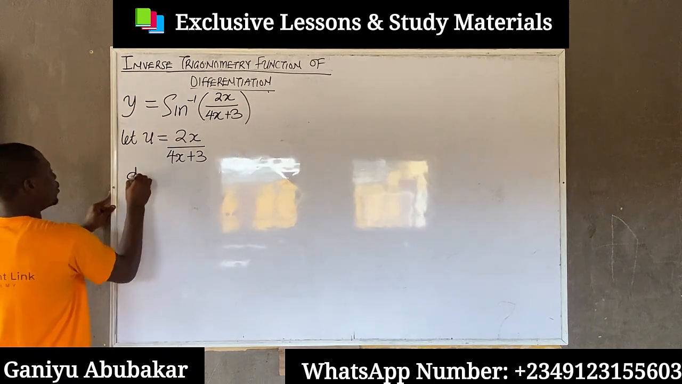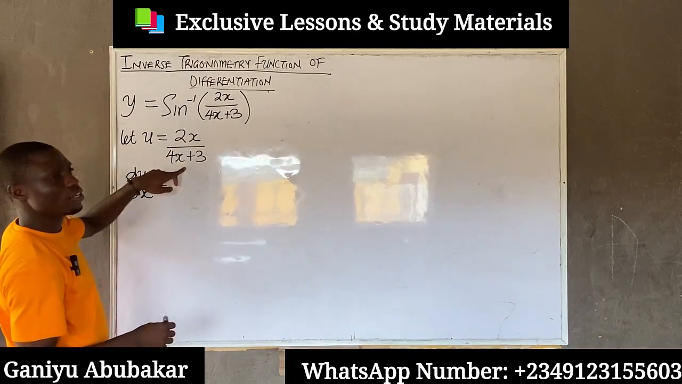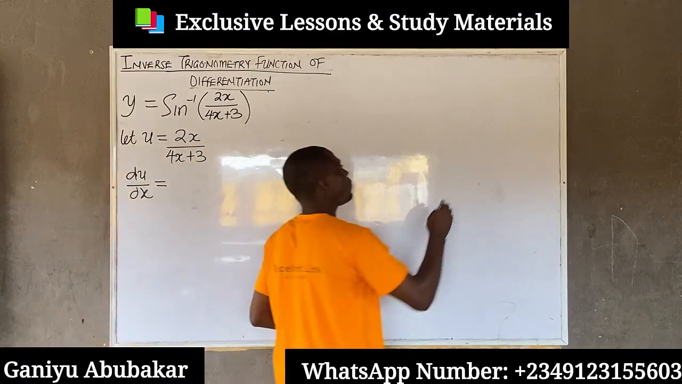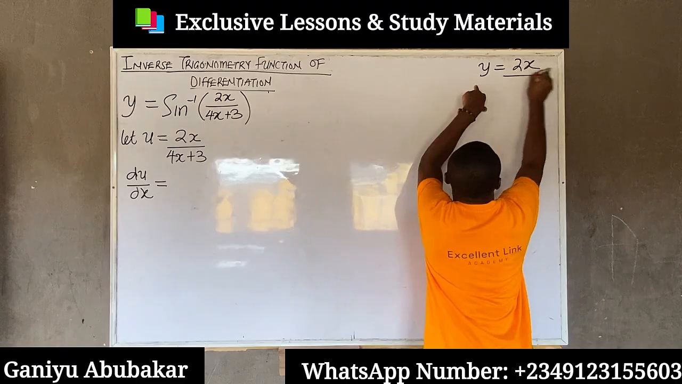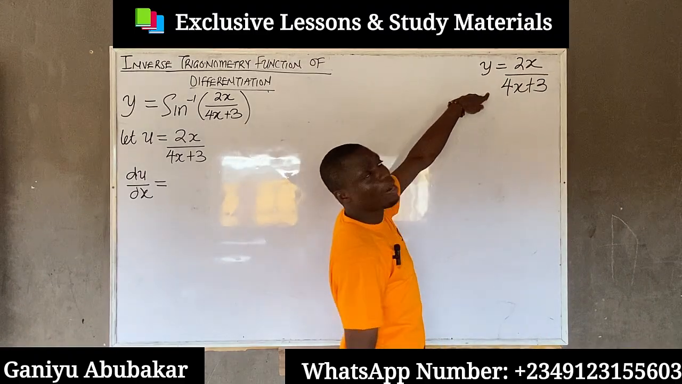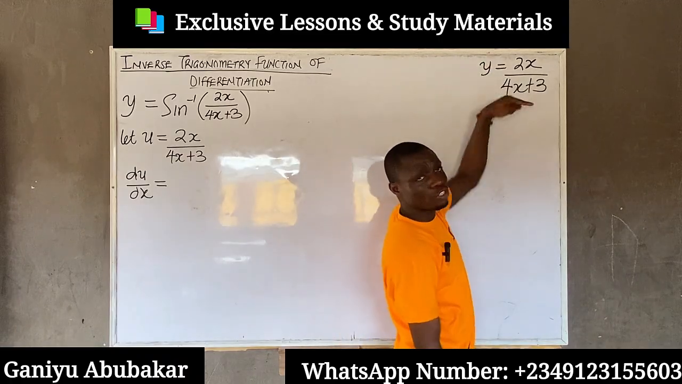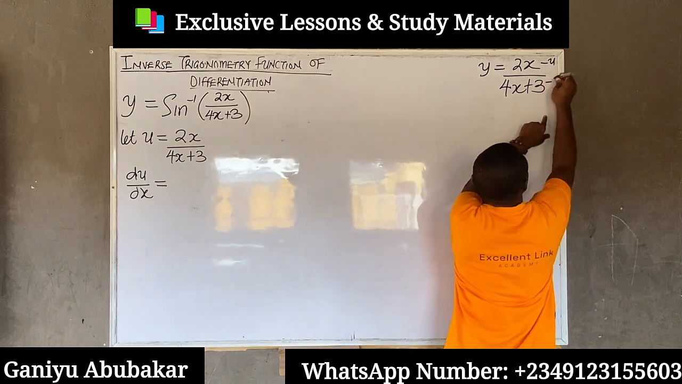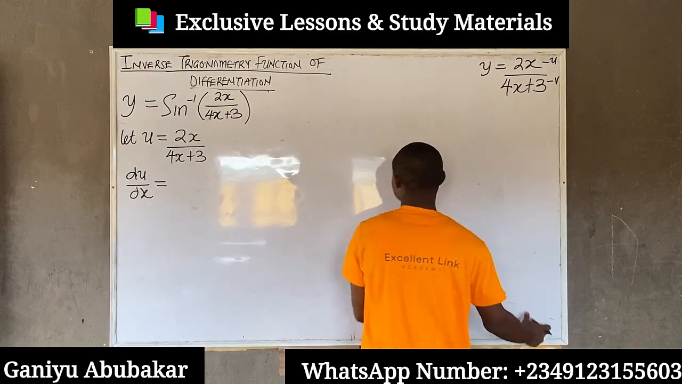That gives du over dx will be equal to, how do I differentiate this? What method will I apply? If you are having y equal to 2x over 4x plus 3, obviously I'll apply the quotient rule, because they are dividing. Let this one be u, and here be v. What I need here is the answer, so I'll solve this down here and insert my answer here.